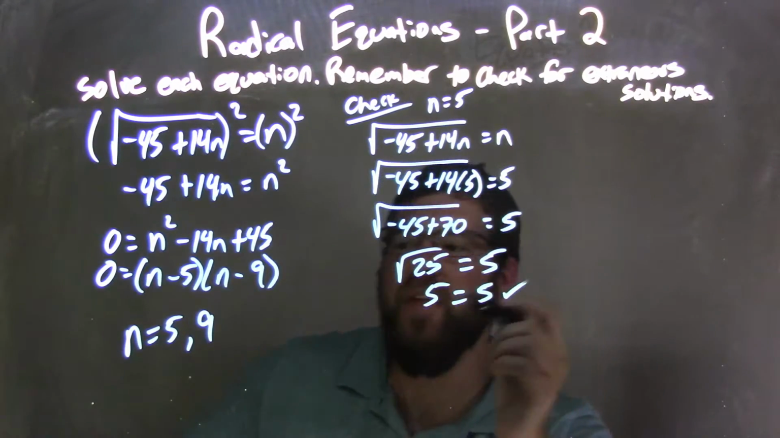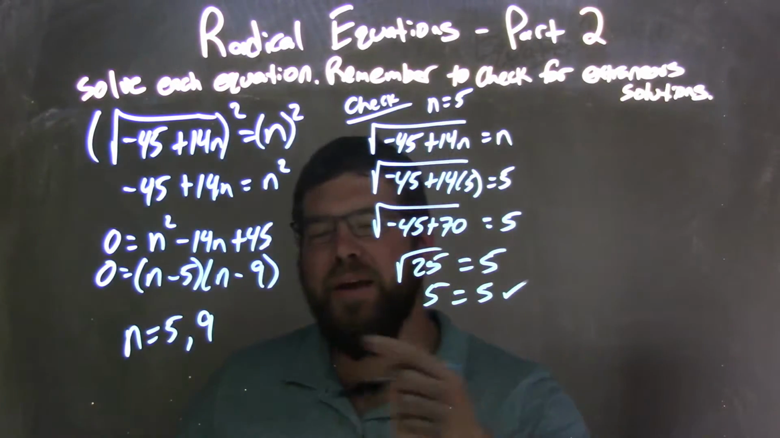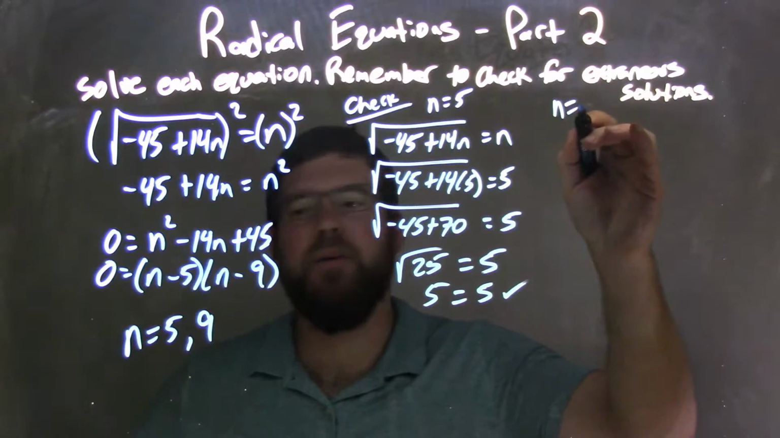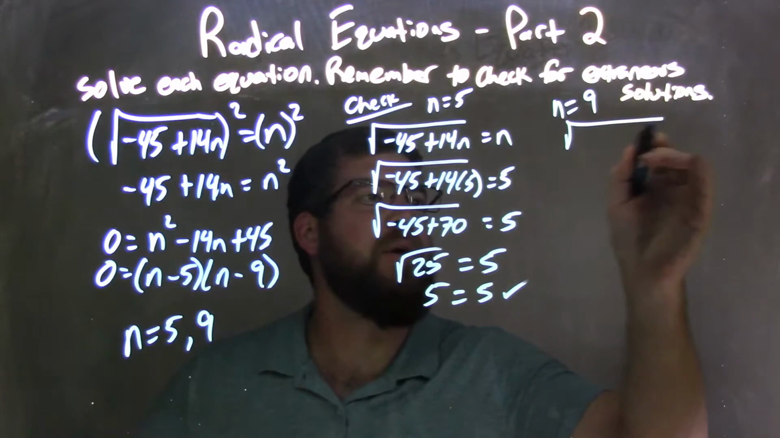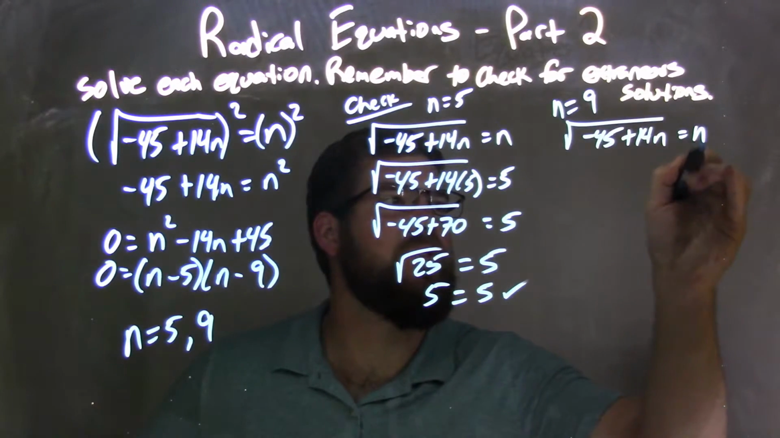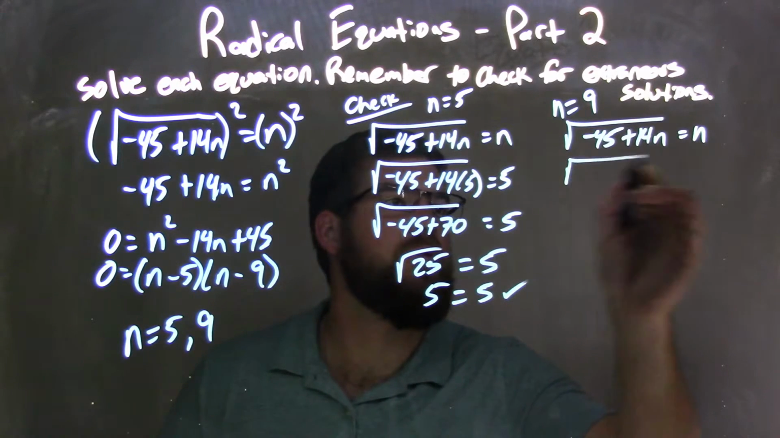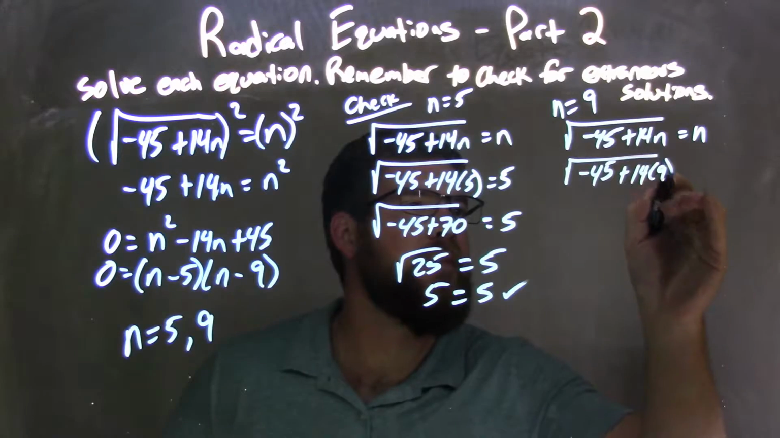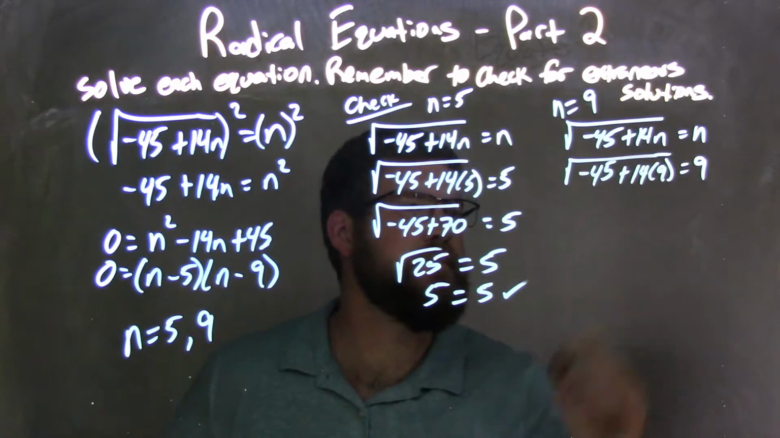Fantastic, right? So that means 5 is a true solution, but we had two bad boys here. We have to check the other one. So we go n equals 9. Let's go rewrite our equation. Square root of negative 45 plus 14n equals n. Plug 9 in for n. Square root of negative 45 plus 14 times 9 equals 9.